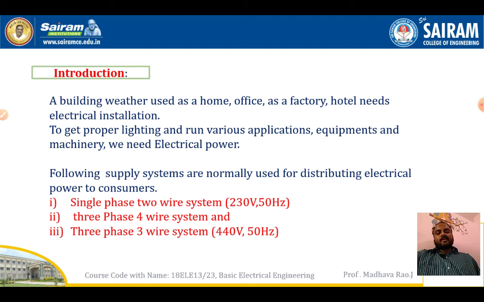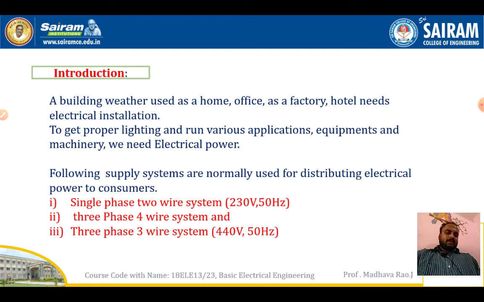The three phase four wire system is generally used by large consumers like factories, firms, industries, and some big consumers like apartments and big buildings. Coming to the last one, the three phase three wire system, where we use 400 volts, 50 hertz, is used for power transmission and distribution. In this we use the three phase three wire system, right?